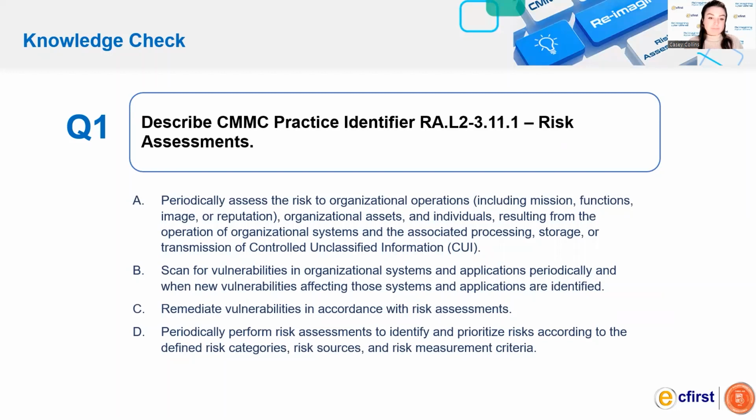And our answer for question 1 is A. Periodically assess the risk to organizational operations, including missions, functions, image or reputation, organizational assets, and individuals, resulting from the operation of organizational systems and the associated processing, storage, or transmission of controlled unclassified information.